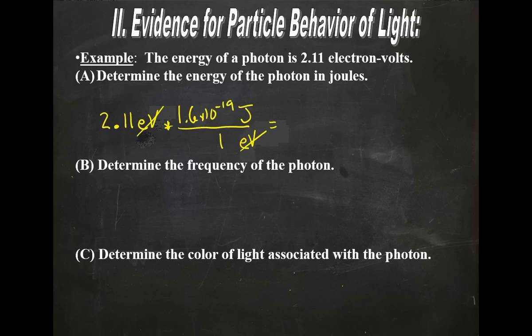If we put that in our calculator, we get a value of 3.38 times 10 to the negative 19 joules.